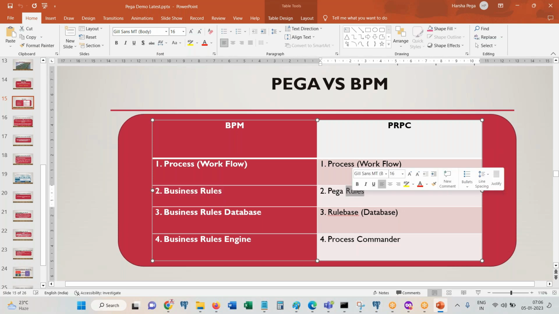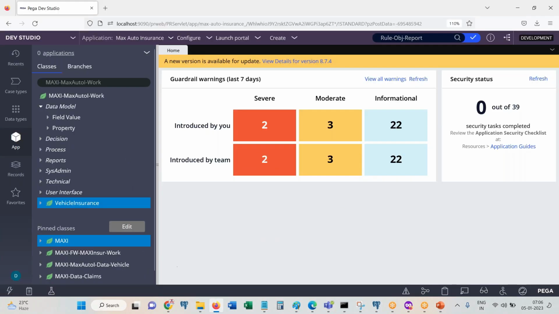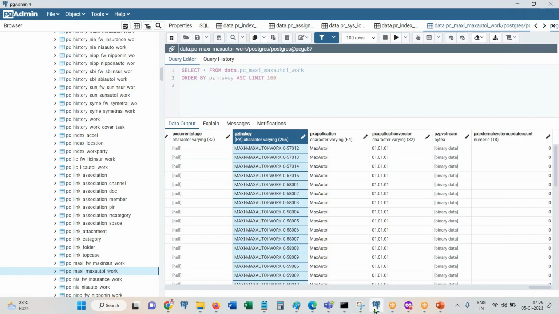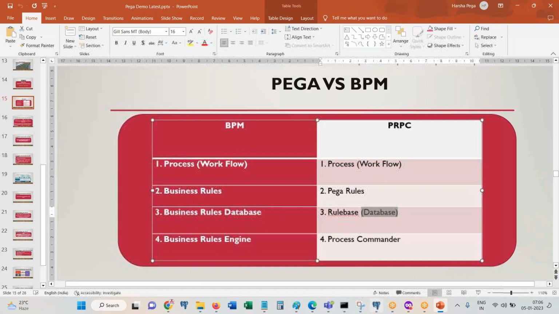PEGA rules are going to impact Process Commander. How the Process Commander system works is based on PEGA rules and the rule base. Rule base means PEGA rules are stored in a database, and this database is called the rule base. We will see this later once again.